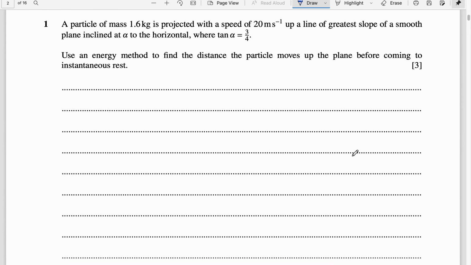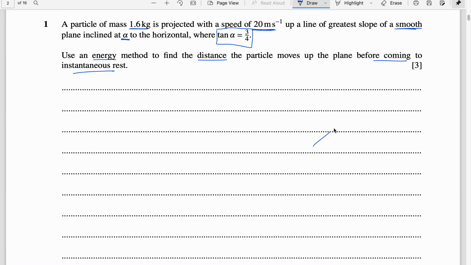Question number 1. A particle of mass 1.6 kg is projected with a speed of 20 meters per second up a line of greatest slope of a smooth plane inclined at alpha to the horizontal, where tan alpha is 3 by 4. Use an energy method to find the distance. The particle moves up the plane before coming to instantaneous rest.